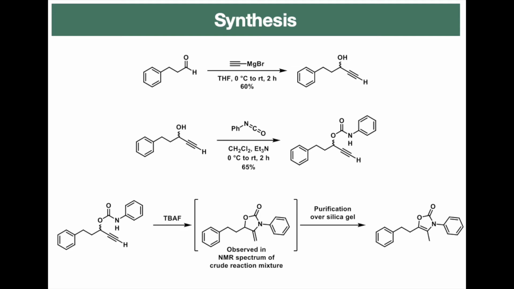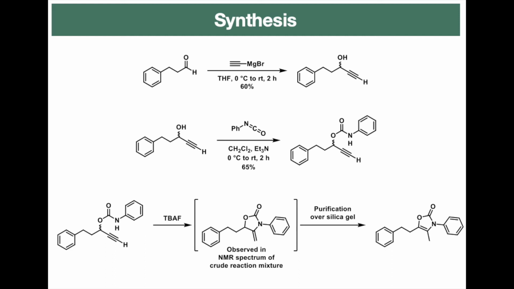To begin, we subjected 3-phenylpropanaldehyde to an ethanyl Grignard reagent and obtained propargyl alcohol in 60% yield. This propargyl alcohol was then subjected to addition with phenyl isocyanate, and we obtained the carbamate derivative in 65% yield. Interestingly, when we subjected the carbamate to the fluoride source, specifically tetrabutylammonium fluoride, or TBAF, we did not obtain the desired 4-methylene oxazolidinone, but instead, we obtained 4-methyl oxazolone, where the double bond had migrated inside.